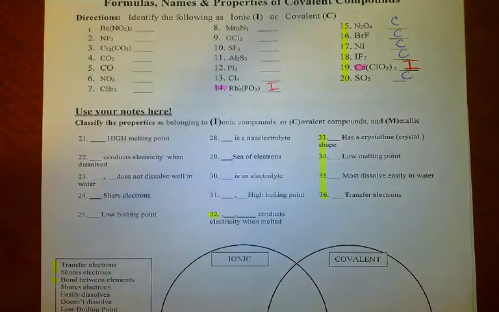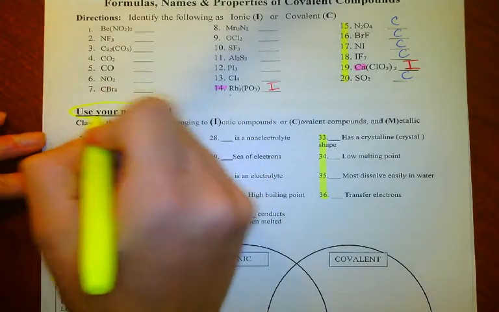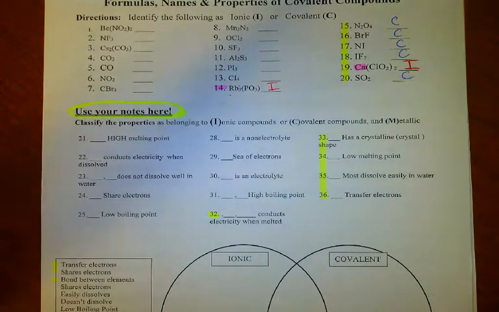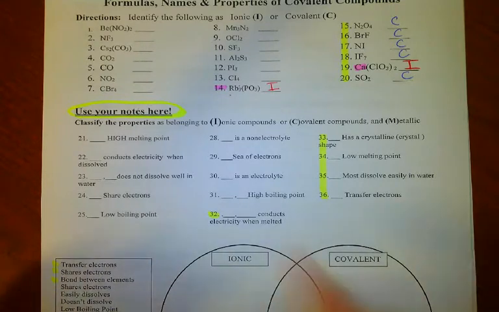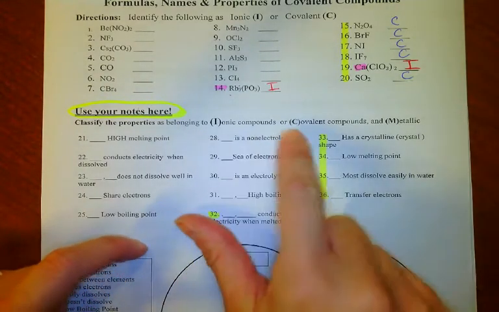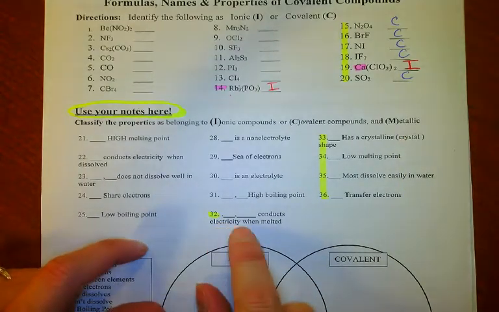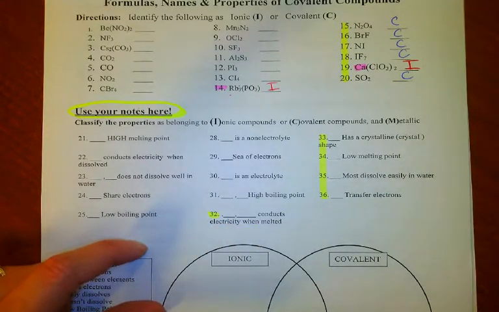I want to point this out. Please use your notes for this. You don't have these memorized. We took this in class. If you were absent, please go to Canvas and click on Unit 4 Materials. The notes are up there. We're asking you to say, is it ionic, covalent, or metallic? So there's 2 blanks here. Blank and blank will conduct electricity when they melt.